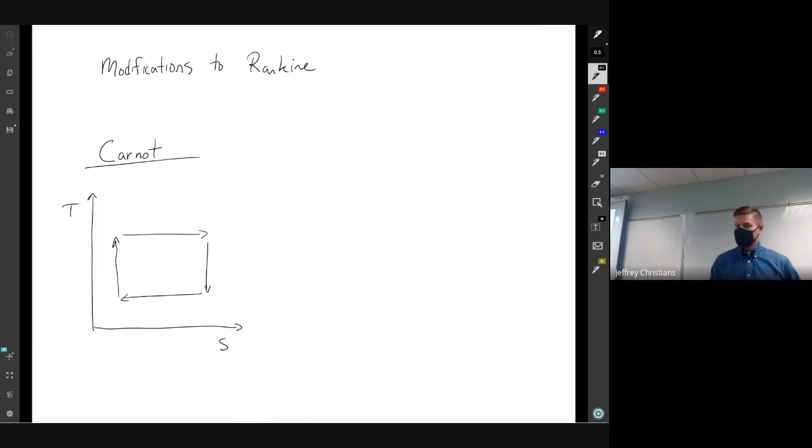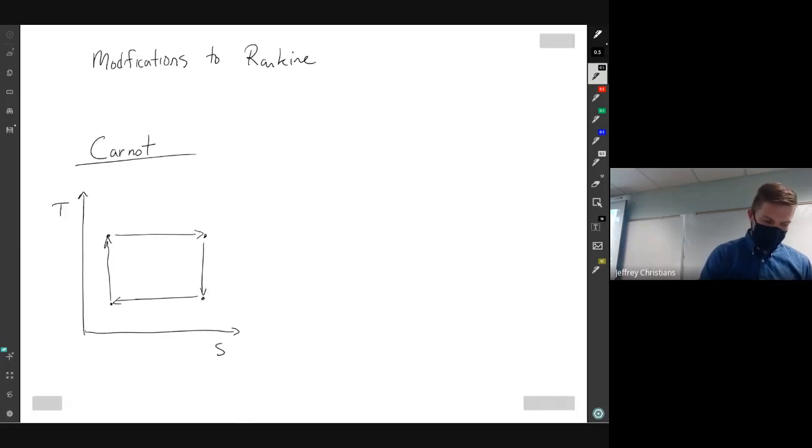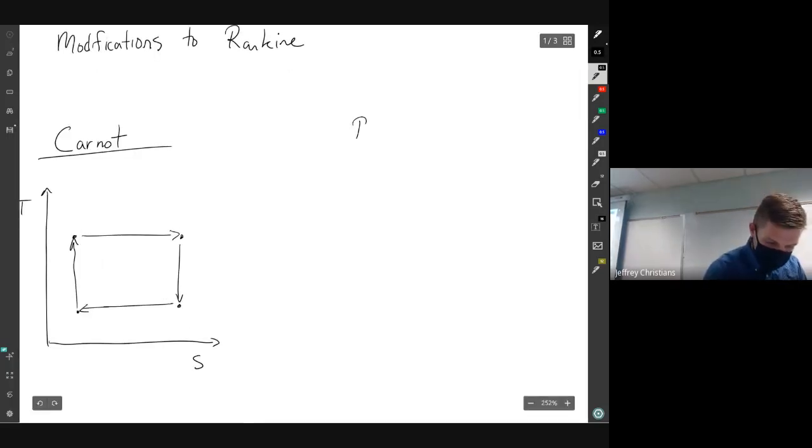Right, it's our square. We have these four states over here. So that's the picture in your mind on the temperature entropy diagram, at least for what the best is. Rankine, the normal Rankine cycle, right? Which is also an idealized cycle.